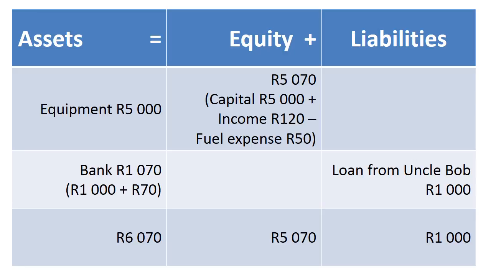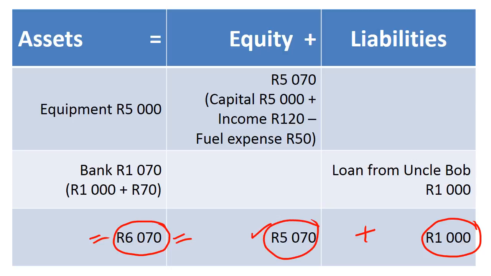So you see her assets are 5,000 plus 1,070, which is 6,070. And this is equal to her equity invested in the business of 5,070 and the loan from Uncle Bob of 1,000. So assets add up to 6,070, and the assets, the left side and the right side, equity and liabilities, are equal. So Nandi had assets of 6,070, and if we take away her liability of 1,000, it leaves her with equity of 5,070. So this is what we call double entry bookkeeping.